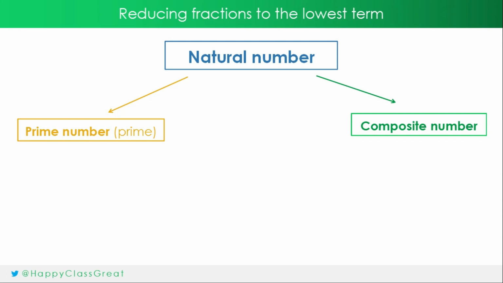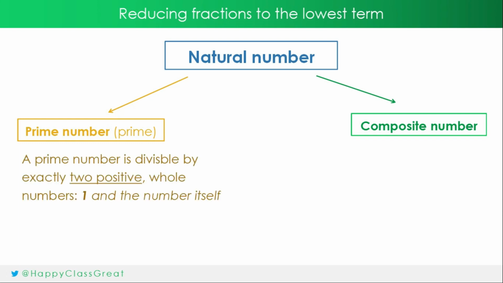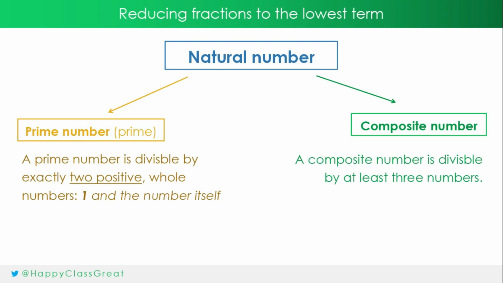And we have the second one, which is the composite number. So a prime number is divisible by exactly 2 positive whole numbers, and those 2 positive whole numbers are 1 and the number itself. A composite number is divisible by at least 3 numbers. So it's not divisible by only 2 numbers, but by at least three numbers.